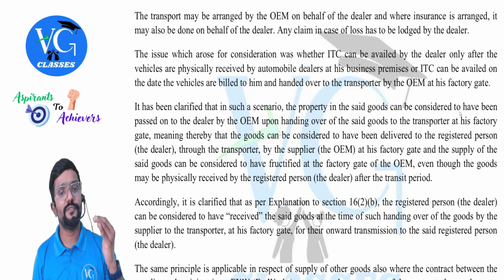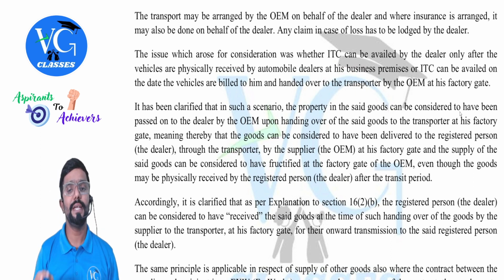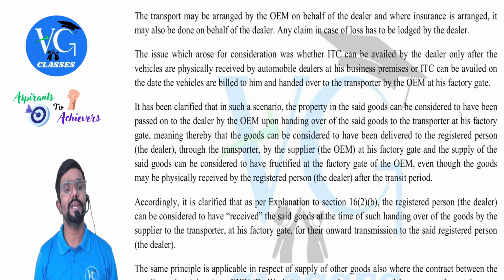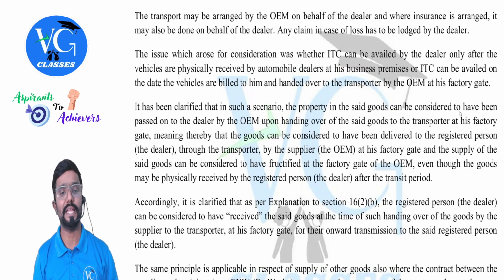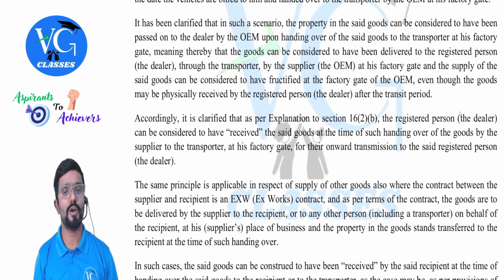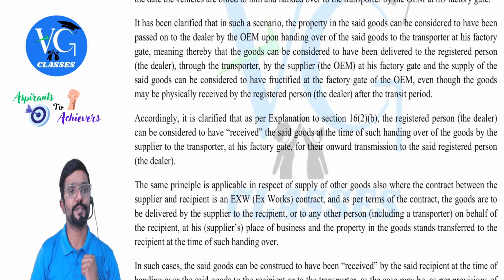The issue which arose for consideration was whether ITC can be availed by the dealer only after the vehicles are physically received by the automobile dealers at his business premises, or ITC can be availed on the date the vehicles are billed to him and handed over to the transporter by the OEM, which is the supplier, at his factory gate. So there are two different dates on which credit could be available, sir.